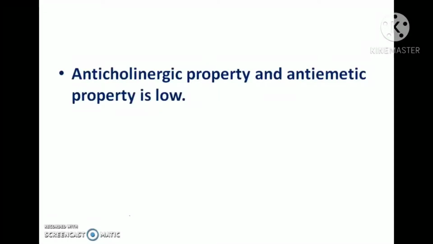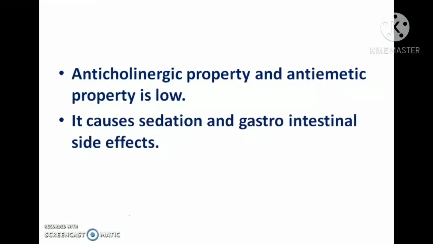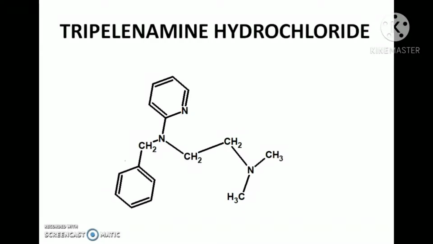The potency of the compound is very low. It has very low anticholinergic activity and antiemetic activity, but it causes sedation and gastrointestinal disturbances. Another example of an ethylene diamine derivative is mepyramine. If a methoxy group is attached at the para position of the benzyl ring, you get mepyramine.